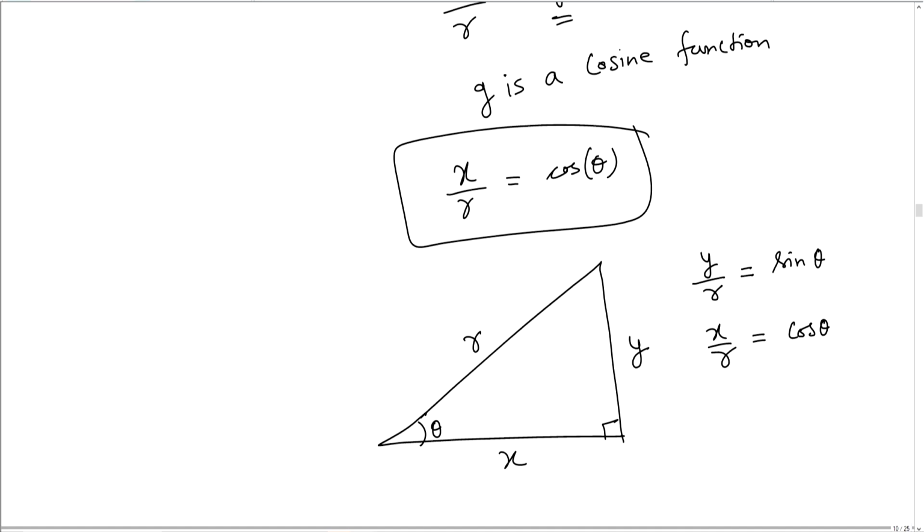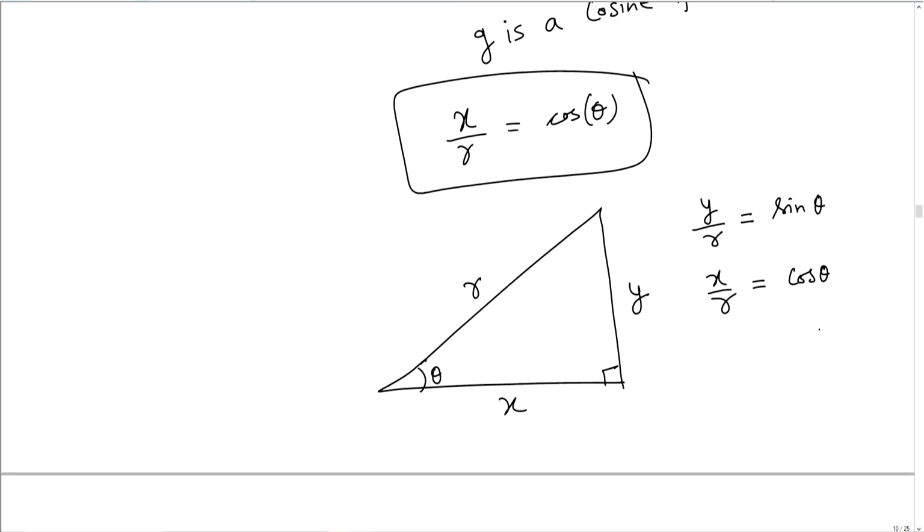Even more, you can also derive what would be y by x, perpendicular divided by base. If you divide y by r by x by r, basically if you divide equation 1 by equation 2, you will get y by x equals sine theta divided by cos theta, which is some other function, and that function is called the tangent function, tan theta. We will talk about it more in the next lecture, but you can basically figure out that y by x is tan theta.